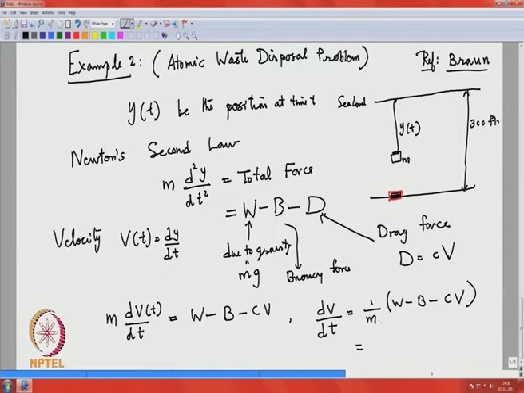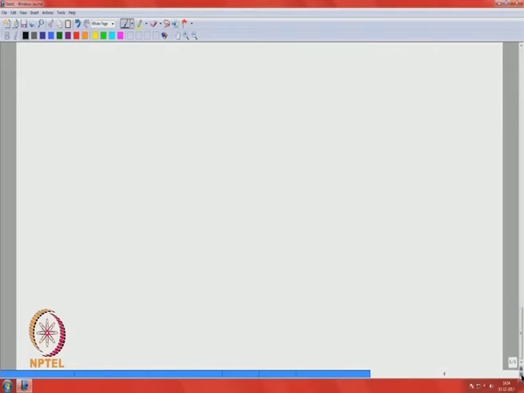So, this is mg, W. I can multiply and divide by g, you get mg. So, you get W minus B minus CV. Let me write it in a form many of you are familiar with. I will combine all that and I can write it in a nice way.